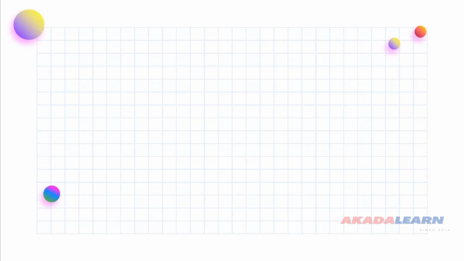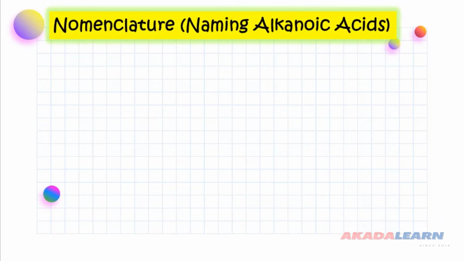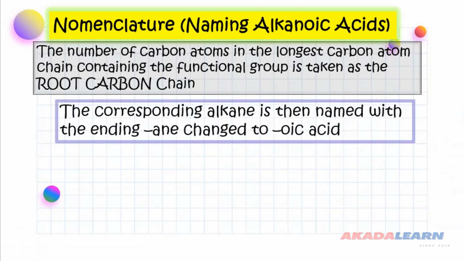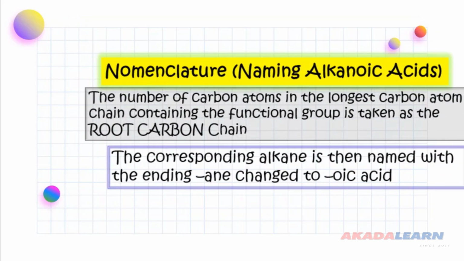Let's now take a look at the naming pattern, that is nomenclature, of alkanoic acids. The number of carbon atoms in the longest carbon atom chain containing the functional group is taken as the root hydrocarbon chain. The corresponding alkane is then named with the ending "ane" changed to oic acid. Now, let's take a good example and see what these statements mean.